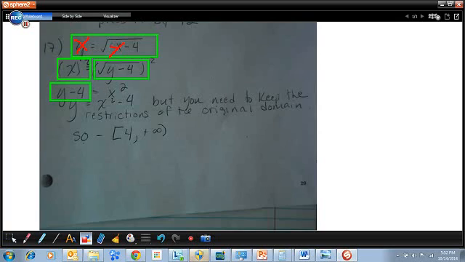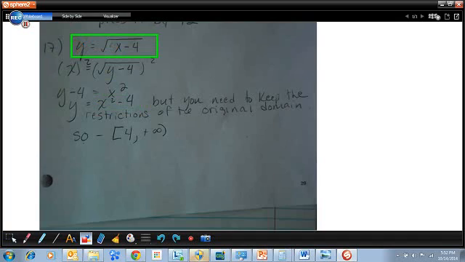I went ahead and just flipped them around so that my y was on the side I like to solve with, equals x squared. And then I just added 4 to both sides, so I get y equals x squared minus 4. Here's what's important about the domain. You need to keep the restrictions on the original domain.